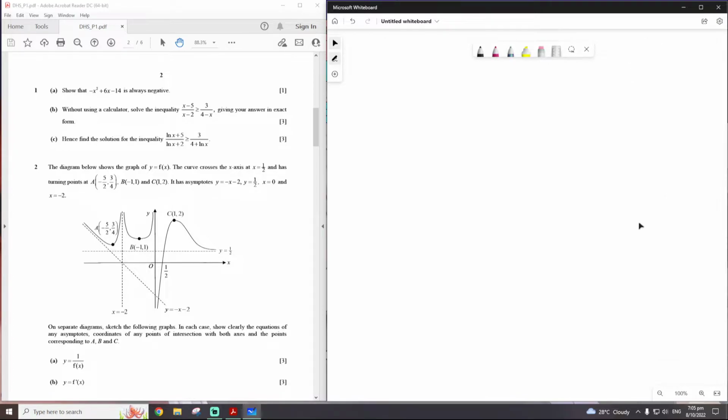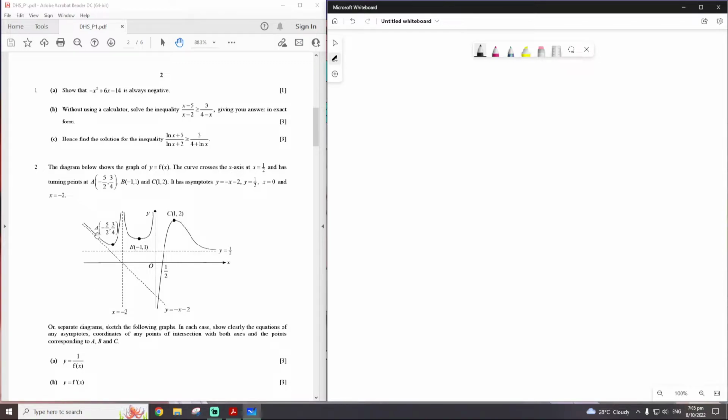We now go on to question 2, which is a transformation sketch. So we have this curve. You can see we have these parts and some features. Well, you can see for yourself. So reciprocal graph. How to sketch reciprocal graph?